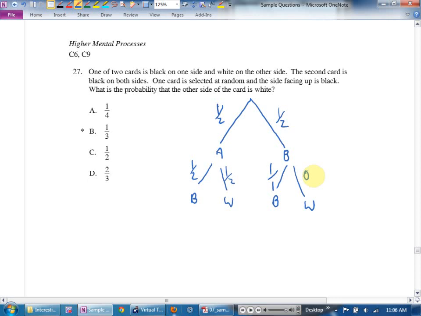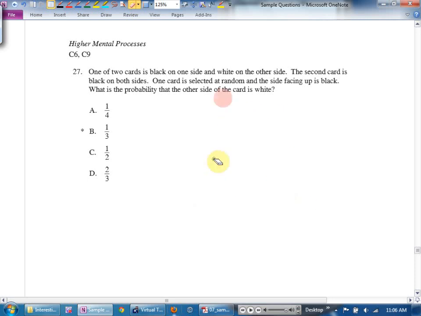I'm blanking on this. I think I'm going to do a different tree. I think I would do this. So when you pick your first card, it can be black or it can be white. Okay? How many sides are there grand total here? 4. How many sides are black? Is that okay?